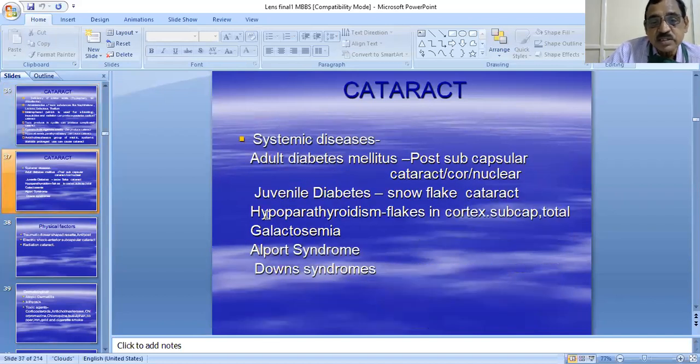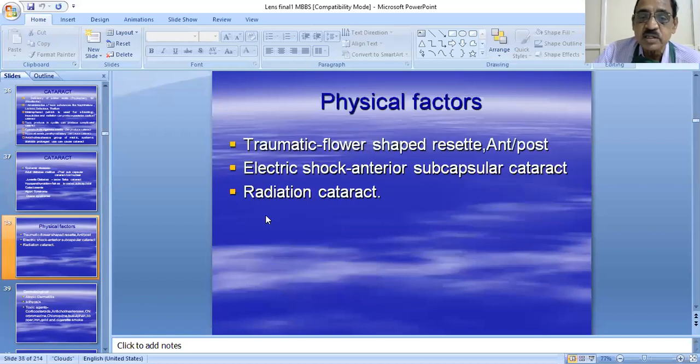And systemic diseases such as diabetes mellitus can cause either posterior subcapsular opacities or a cortical cataract or a nuclear cataract. Juvenile diabetes actually causes snowflake cataracts, and hypothyroidism, as I've already mentioned, can cause flakes in the cortex and subcapsular opacities, and total cataract can also be caused by hypoparathyroidism. Galactosemia, Alport syndrome, and Down syndrome are all known to cause cataract.